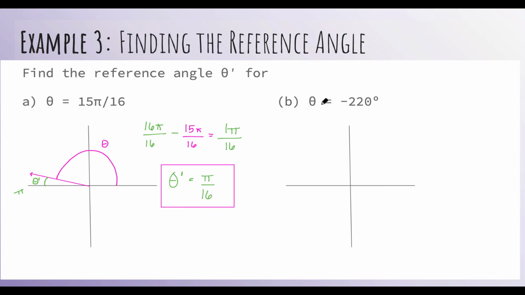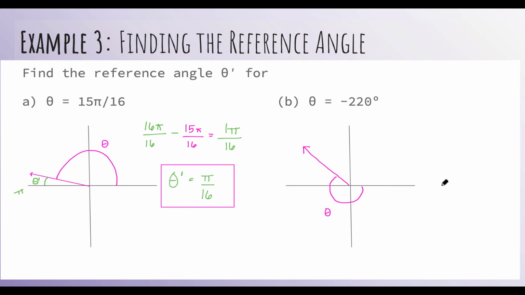All right, so let's look at our next example. Theta is equal to negative 220 degrees. So we're back to degrees with this one. I encourage you to go ahead and pause the video, draw out the angle, and identify which quadrant the terminal side for this angle is in. Hopefully, as you're drawing out your angle, you realize it's negative, so we're going clockwise with this angle. We're passing negative 180 degrees, and we're here in the second quadrant. So this angle theta is equal to negative 220 degrees.